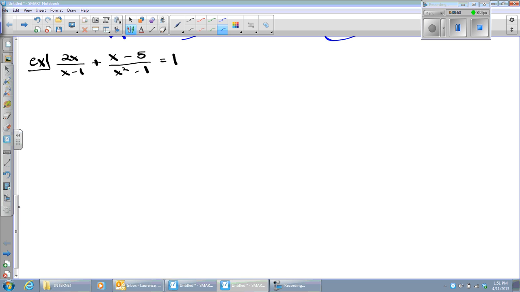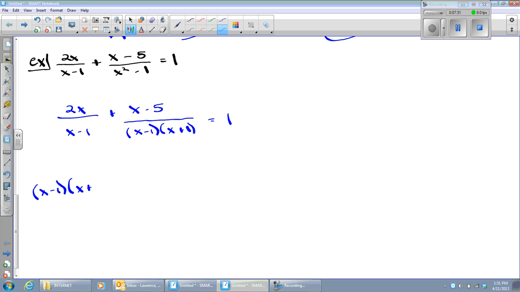Okay, our common denominator. First thing we're going to do is factor this second denominator. See what's in there. So 2x over x minus 1 plus x minus 5. X squared minus 1 factors to x minus 1, x plus 1. So in order to get a common denominator, all we have to do is multiply this x minus 1 times x plus 1. So our common denominator is x minus 1 times x plus 1.